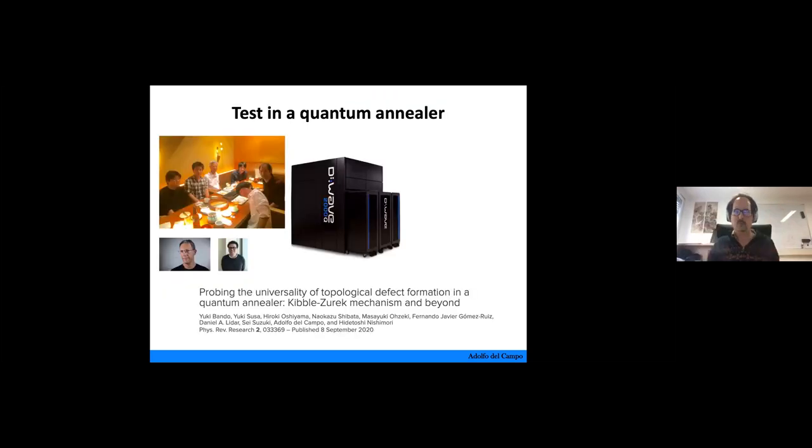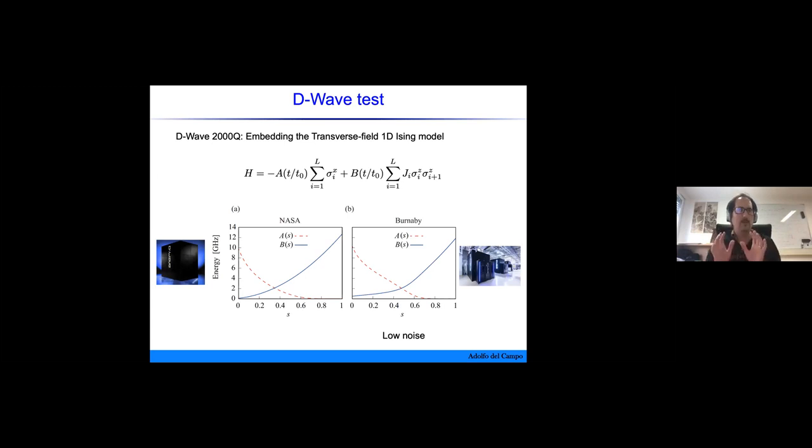But let me move to the work that we have done, because we consider exclusively the one-dimensional transverse field Ising model. This is the one we embedded in the D-Wave machine. Essentially, this is a programmable many-body quantum spin system. And we chose two different machines, one at NASA, one at Burnaby. It's likely almost the same machine. Burnaby is known to have a bit lower level of noise. NASA is supposed to be a bit more noisy. This is all that we know.